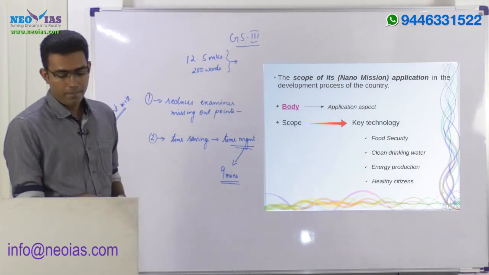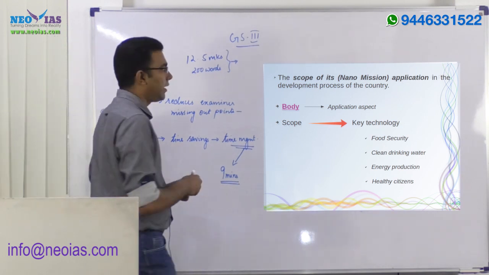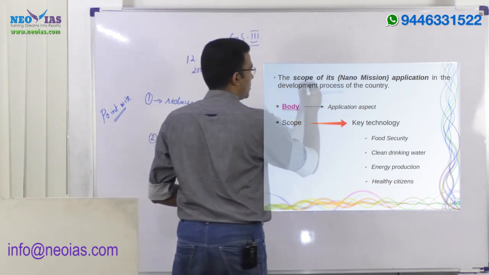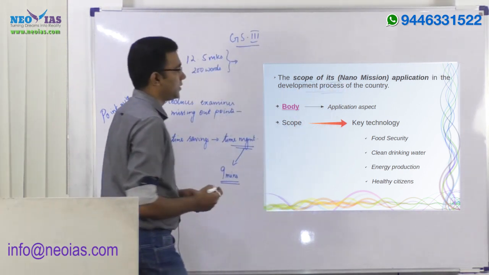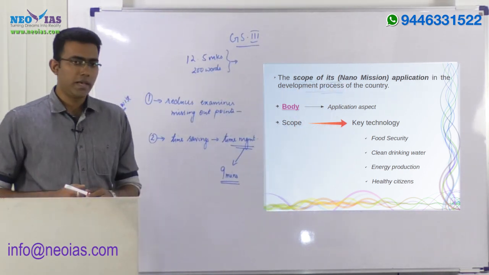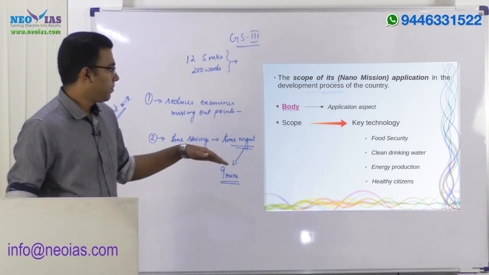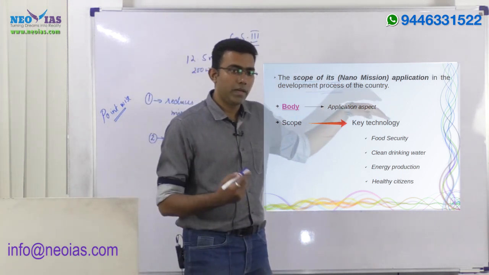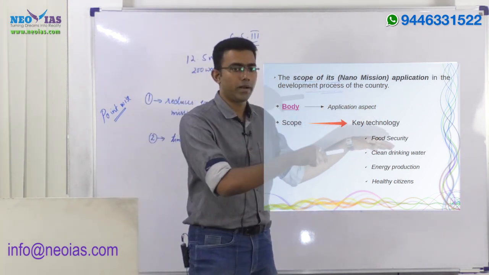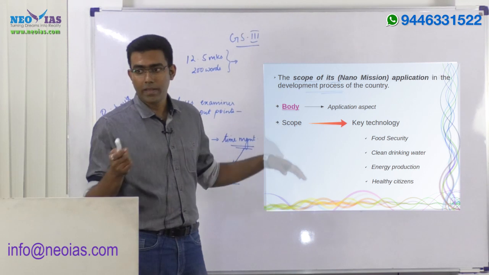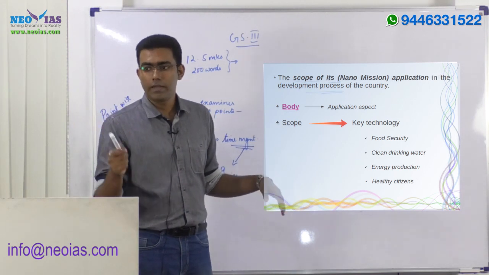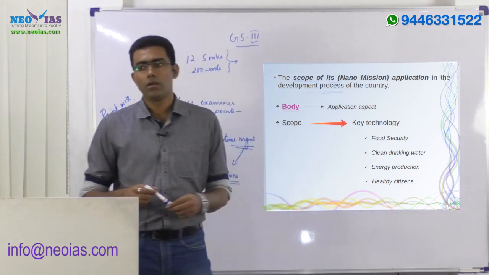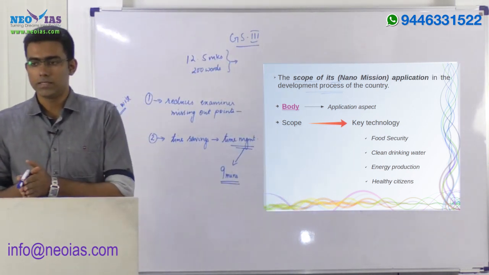the third part, that is the scope of its application in the development process of the country. So it is asking for the scope of its application. So here in the application aspects, the scope which we are going to mention here, you can link it with the key technologies which you had mentioned in the first paragraph. So here you can say the scope is about meeting the challenges.